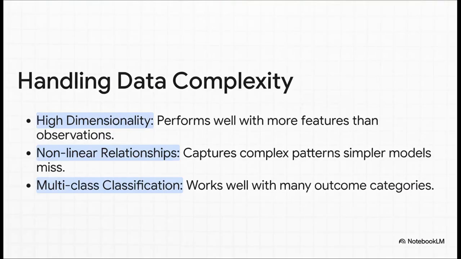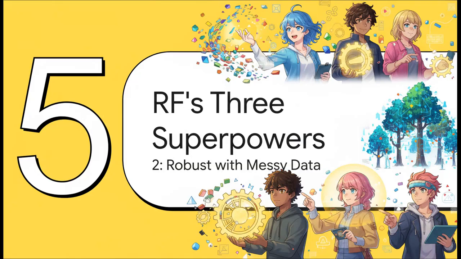Well, it handles high-dimensional data. That's just a fancy way of saying you have way more features than you have examples. It also captures complex, non-linear patterns, so think zigzags and curves, not just simple straight lines. And it's great at multi-class problems, where the answer isn't just a simple yes or no, but could be one of many different options. And that strength in complexity leads directly into its second superpower, its toughness when dealing with the kind of imperfect, messy data we always find in the real world.